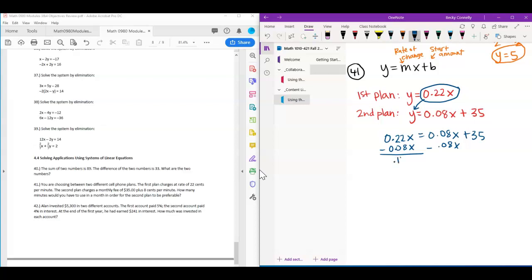And be really careful with your negatives on these. This one is positive, but it reminded me that so many students make negative mistakes on these types of problems, which I don't want you to do. All right, so I've got 35 on the right hand side, 0.14x on the other side. So let's divide by 0.14. And that gives me x is 250.